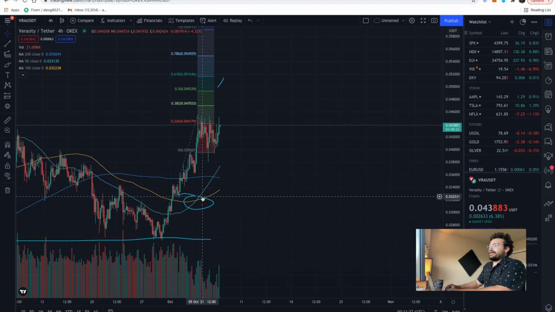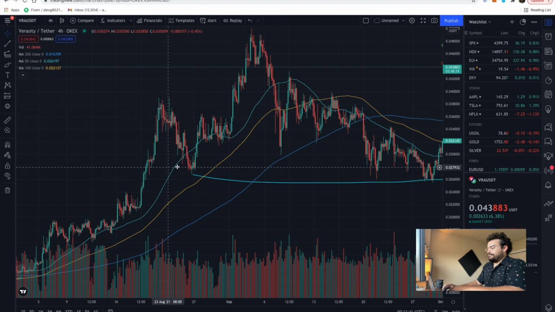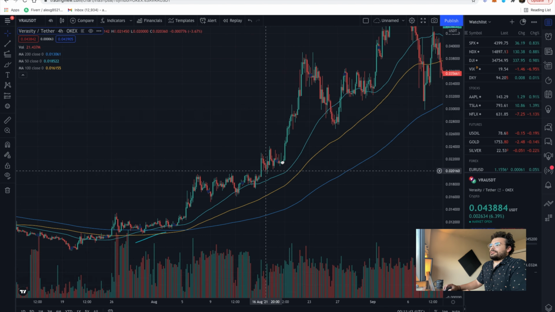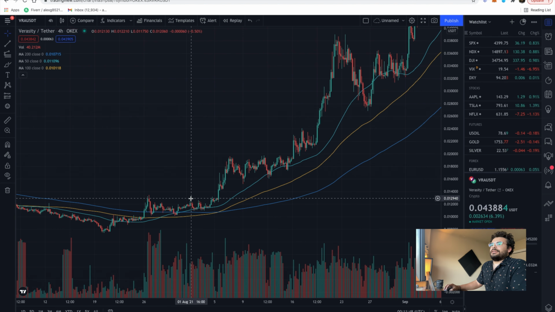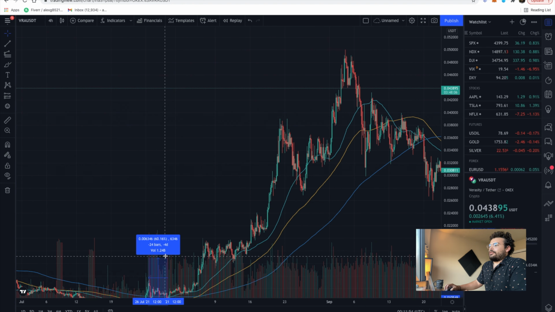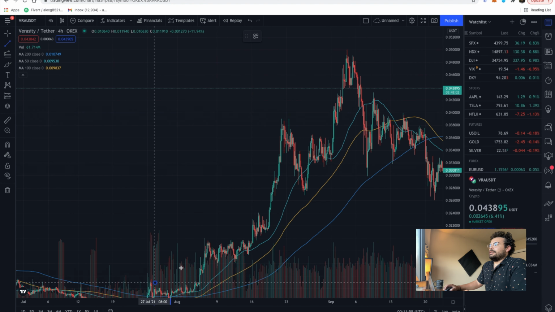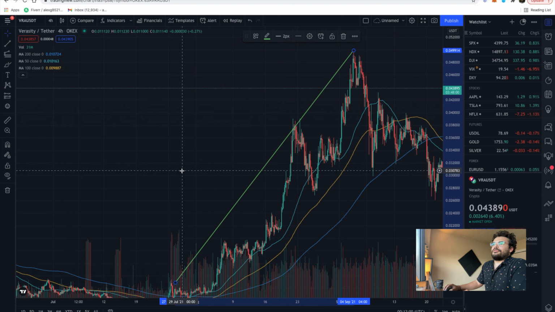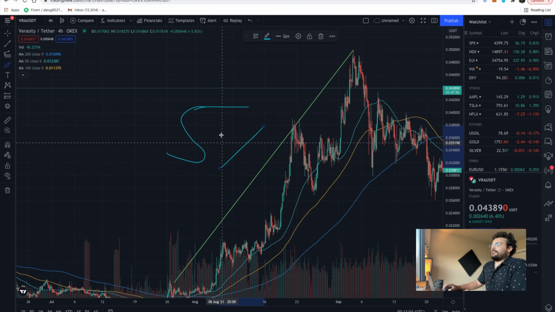So if we go back to what we were looking at before, back here, when we crossed this key 50-day above the 100 and 200-day, from that point we saw more than a 5x gain all the way up to here. So this right here is about 5x, 5.5x, give or take. So that's a pretty nice solid gain.